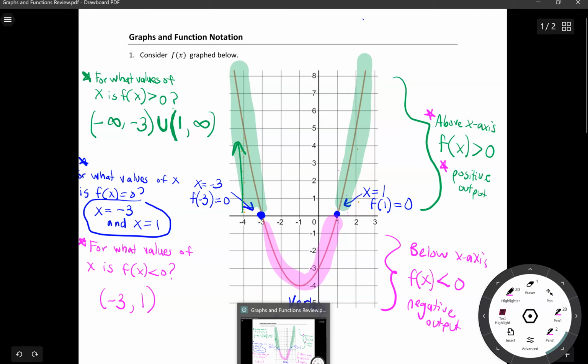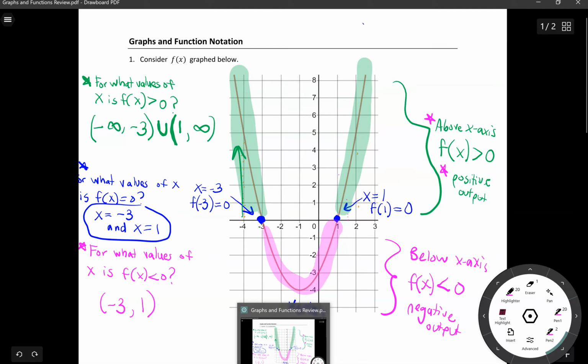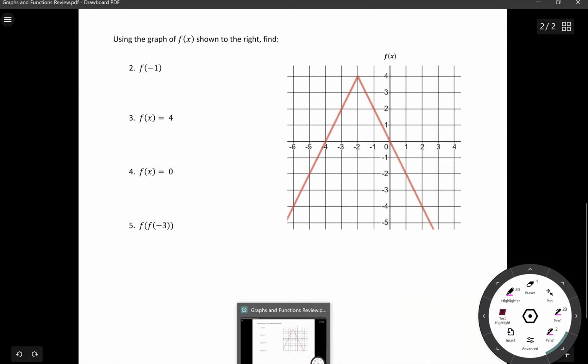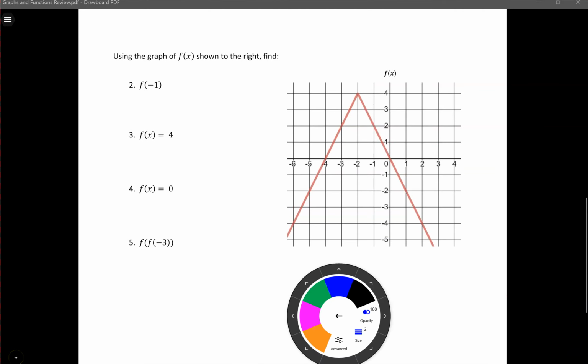Okay, now let's take a look at some of the examples from that prerequisite quick check about reading some function notation. So if you haven't tried these yet, pause the video, give these a try, and then check yourself with the video. Okay, so let's see how you did.